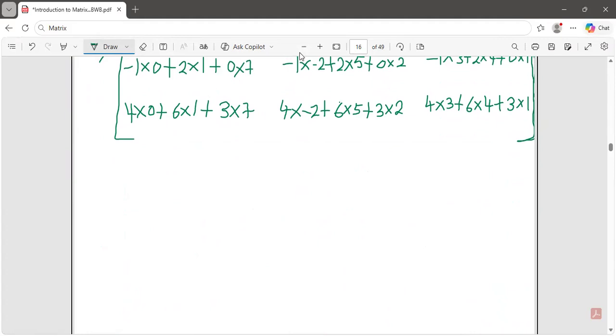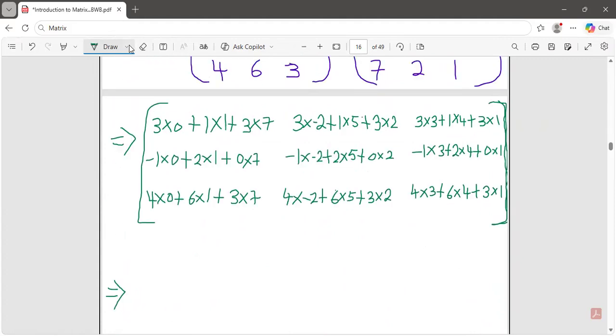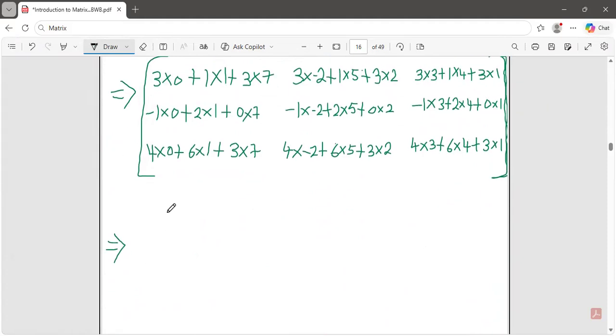From here, this is what we are going to get. Better still, let me use a different color pen to enhance understanding. Okay, so from here, this is the answer we are supposed to get. Any number times 0 is still what? 0. So 3 times 0 is going to give us 0. Okay, so 0 plus 1 times 1 is going to give us 1. 3 times 7 is 21, right? So we're going to write over here 21.